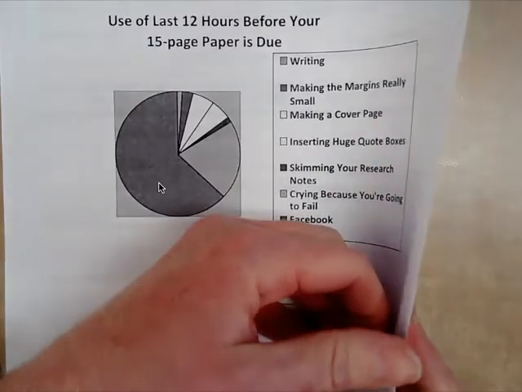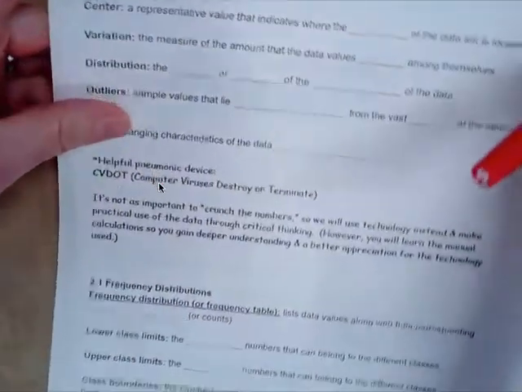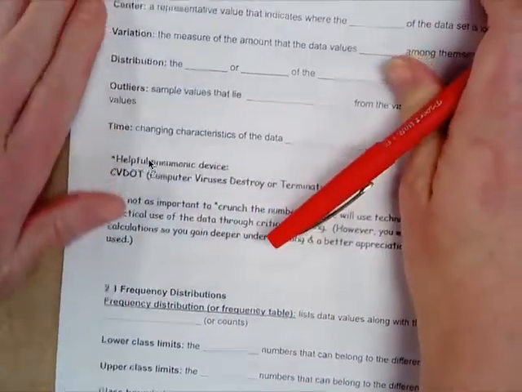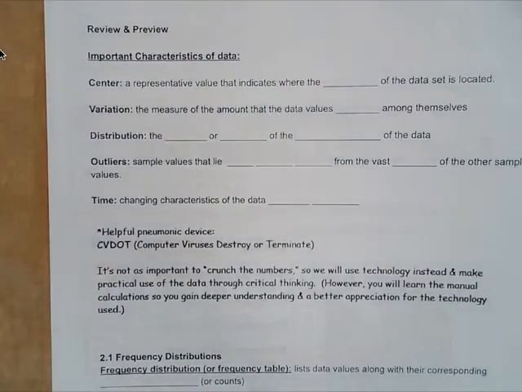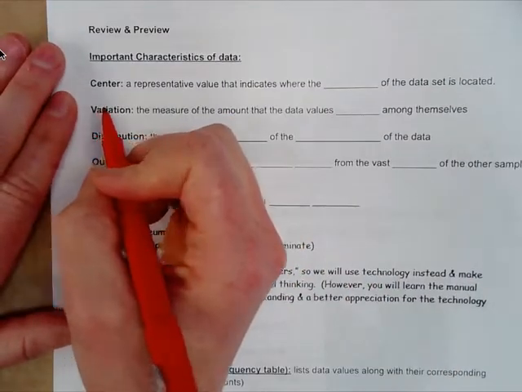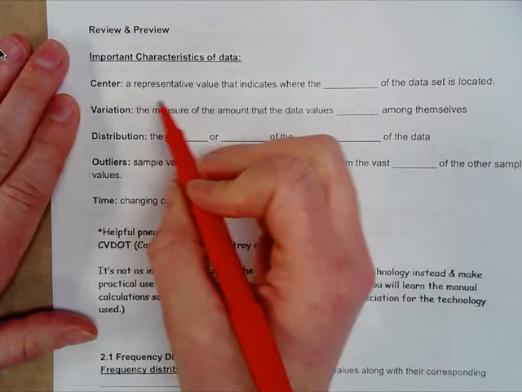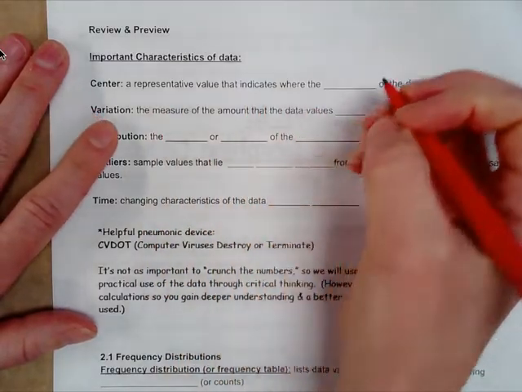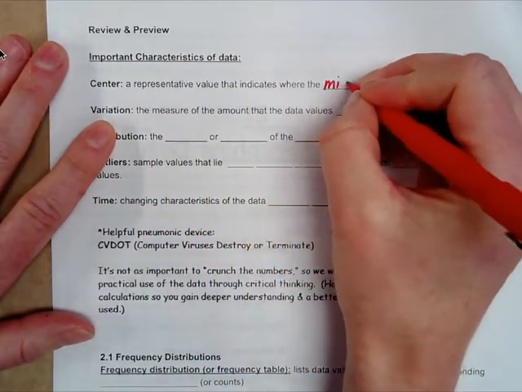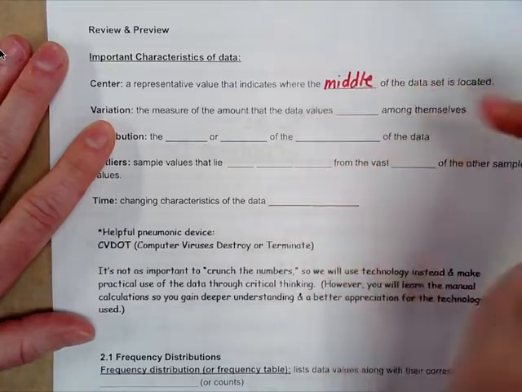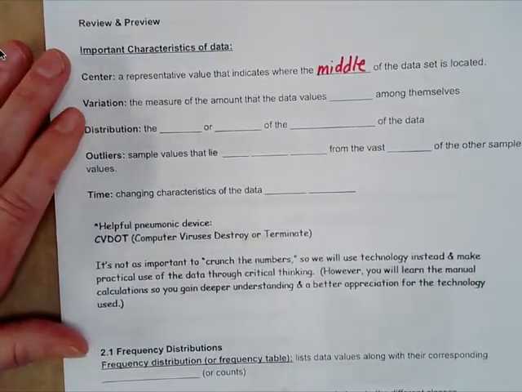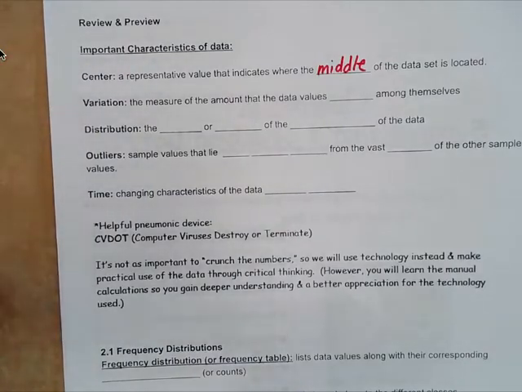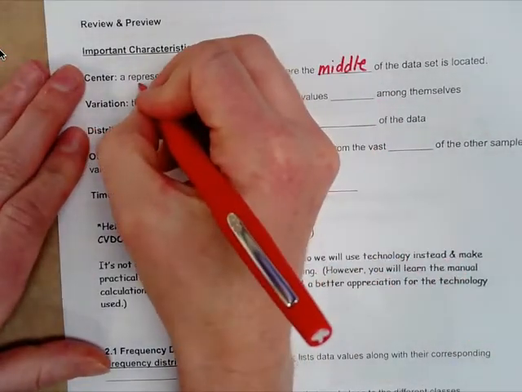All right, so let's go ahead and we are going to look at different kinds of graphs within this chapter. So we're going to start with 2.1, characteristics of data. We have the center. Center is a representative value that indicates where the middle of the data are. So we're going to talk about the center a lot. And there's different ways of finding the center. There's mean, median, and mode. Those are options.